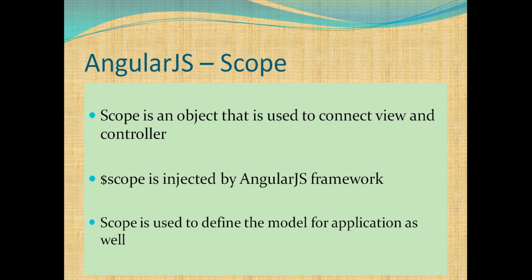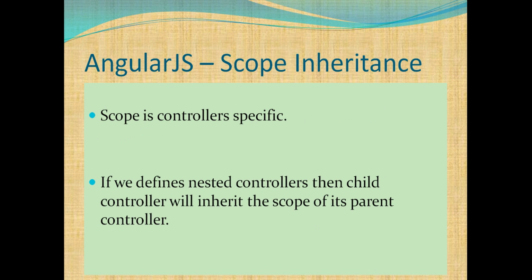Scope is an object that is used to connect view and controller. $scope is injected by AngularJS framework. Scope is used to define the model for application as well. What is scope inheritance? Scope is controller specific. If we define nested controllers, then child controller will inherit the scope of its parent controller. Let's see how we use scope inheritance in AngularJS through code.